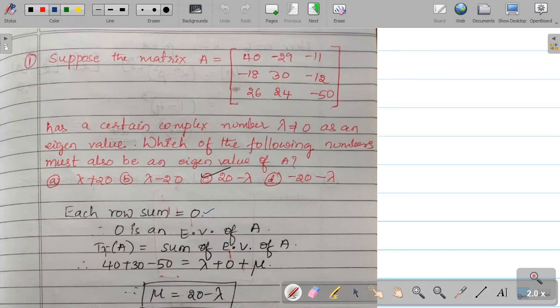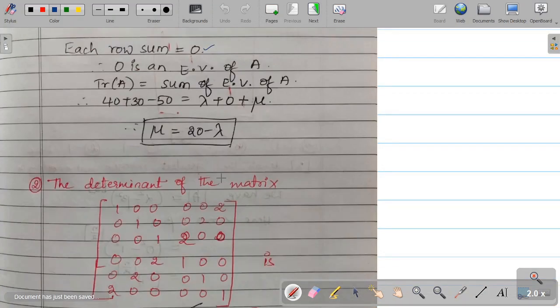Now we have the formula: trace of A equals the sum of eigenvalues of A. So we know two eigenvalues, one is lambda and one is 0. We want the third eigenvalue now. Lambda plus 0 plus mu equals trace of A. Trace of A is the sum of diagonal elements, 40 plus 30 minus 50. So mu equals this value, which is 20 minus lambda. Third option is the answer.